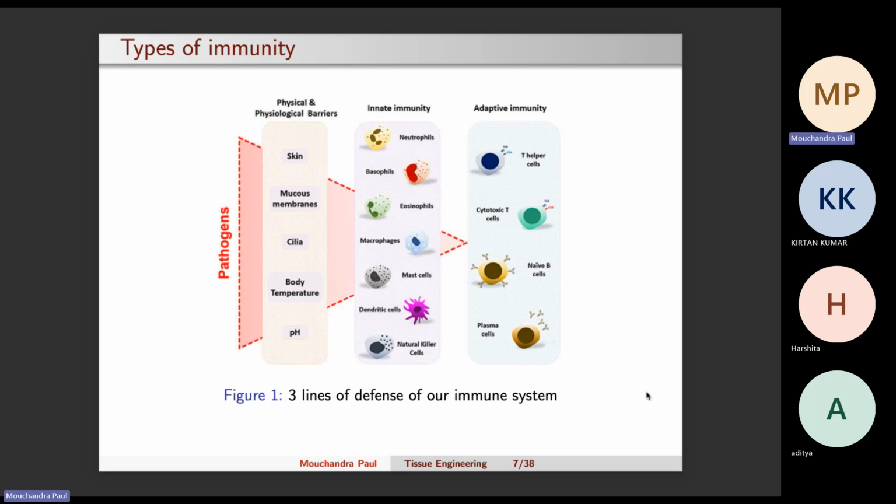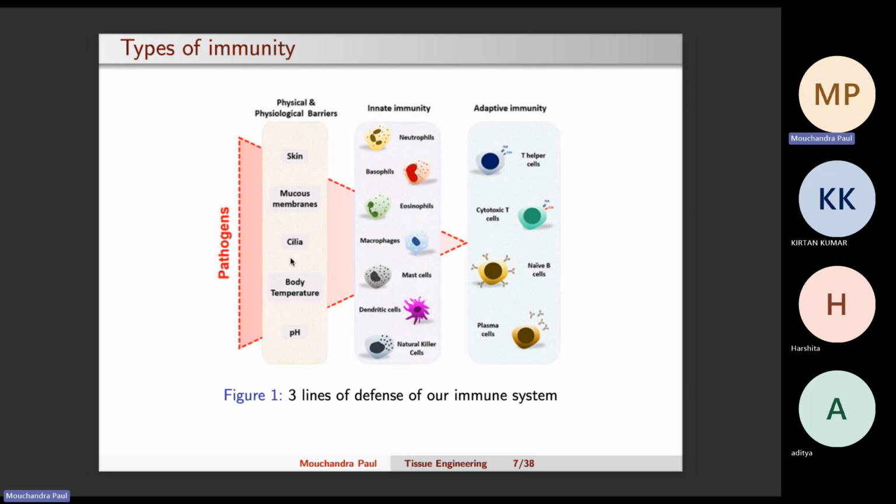No, ma'am. Okay, so these are the three lines of defense that our immune system has. First is the barriers, the physiological barriers that the pathogen has to pass in order to enter our body, like the skin, then the mucosal membranes, as I described.